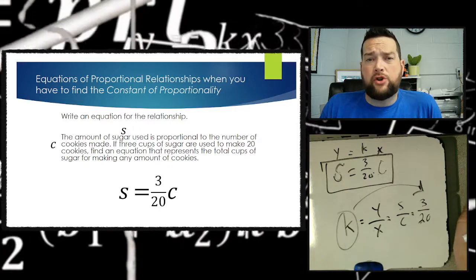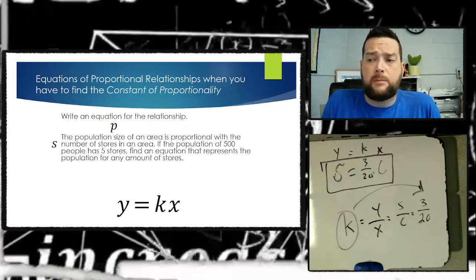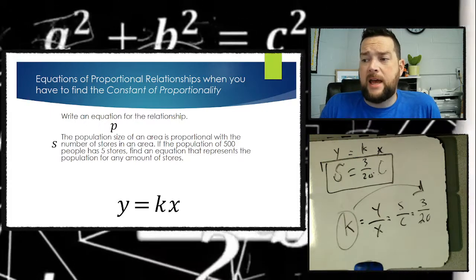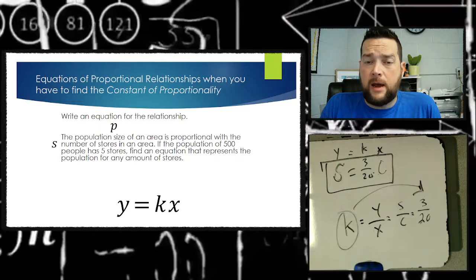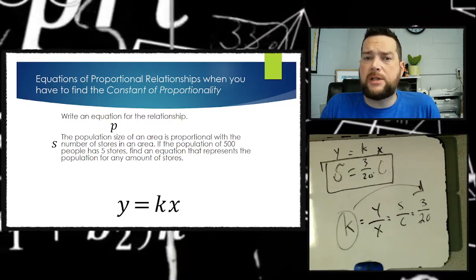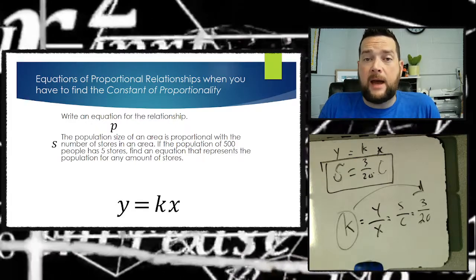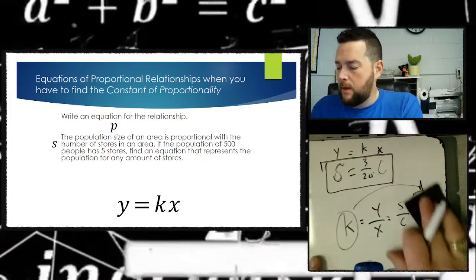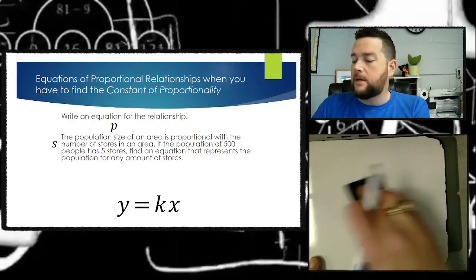All right, I want you to try this last one, okay? And I'm going to go ahead and give you the variables, P for pollution size and S for number of stores in the area. Go ahead and read the problem yourself, all right? Pause the video, read the problem yourself, and try to do it by yourself, and then come back and see what the answer is, all right? All right, so you should have paused already, because I'm about to tell you what the answer is.